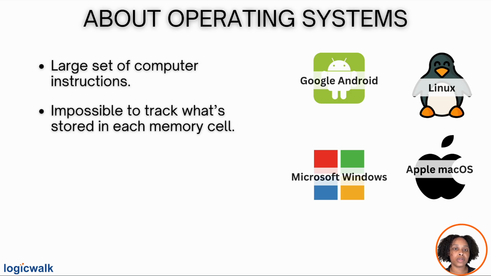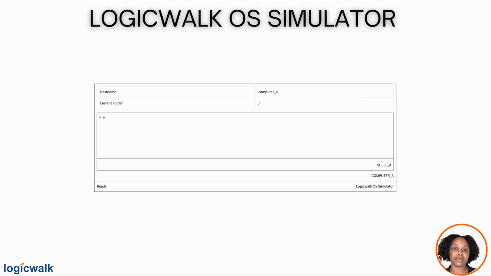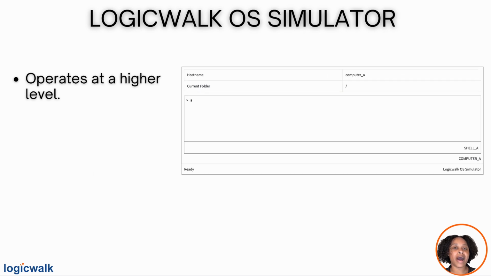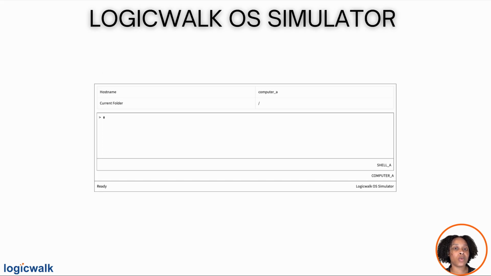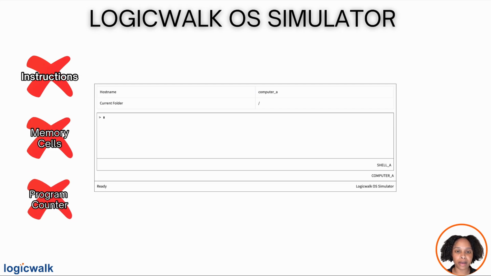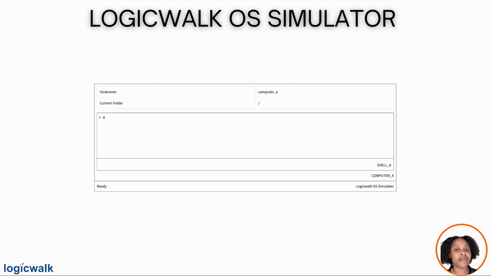That's why in this course, we'll use the Logicwalk Operating System Simulator. Instead of simulating every instruction and memory cell, the Logicwalk OS simulator operates at a higher level, giving us a clearer view of the key concepts and behaviors that make operating systems work. Here's an example of the Logicwalk OS simulator. Unlike the CIOS, it doesn't display low-level details like instructions, memory cells, or the program counter. Instead, it provides a higher-level view with four main elements.